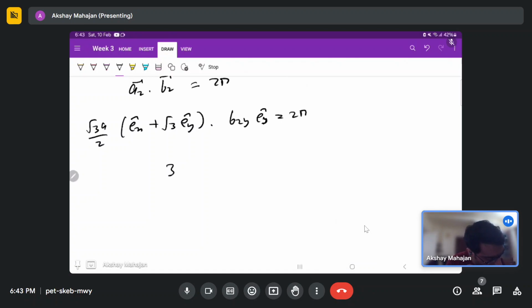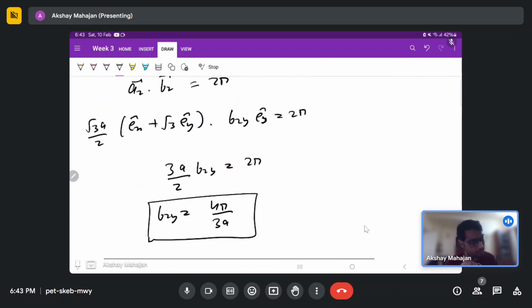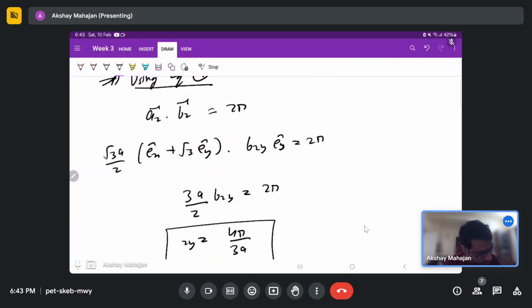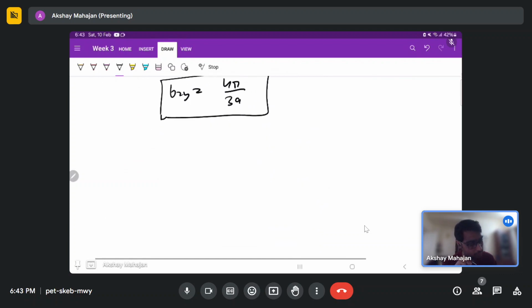So what we have is 3a by 2 b2y equals 2 pi. So our b2y is equal to 4 pi by 3a. So from here, okay, we have found all these. We had 4 variables, and we have found the 4 variables.